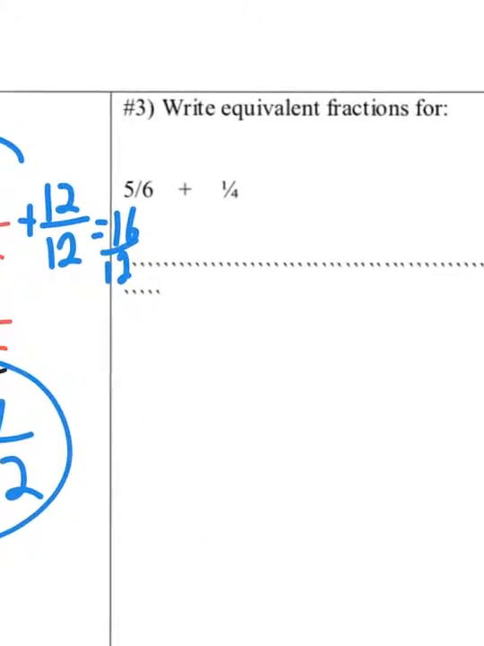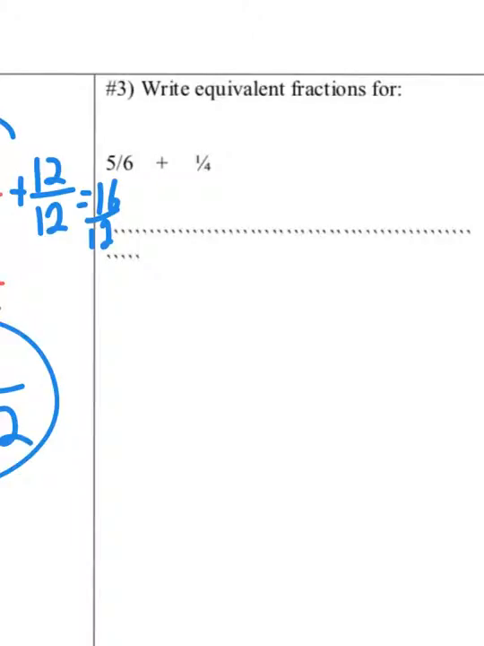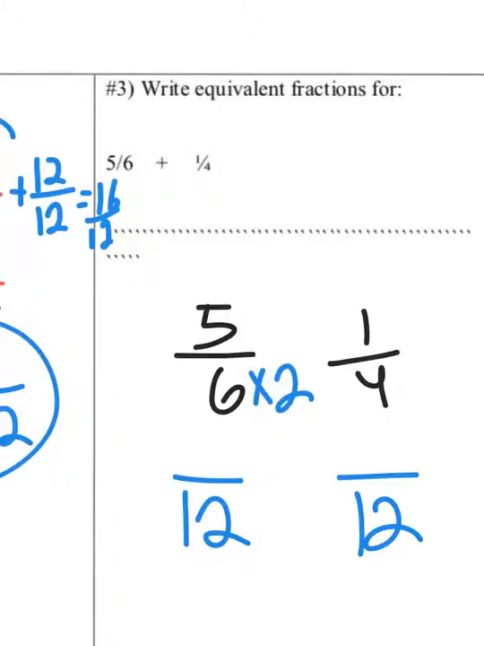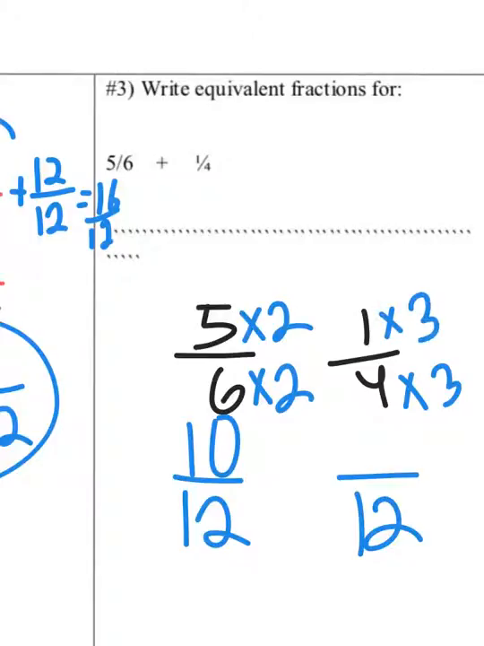For number 3, it says write an equivalent fraction for 5/6 and 1/4. There are two equivalent fractions going to be 12s and 12s. This will be 6 times 2 and 5 times 2, which is 10. This one's 4 times 3 and 1 times 3, which is 3/12. So those are the two equivalent fractions.